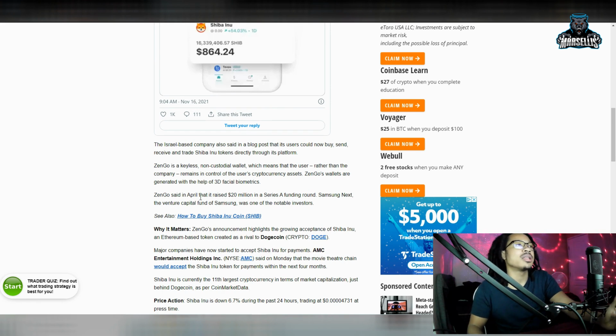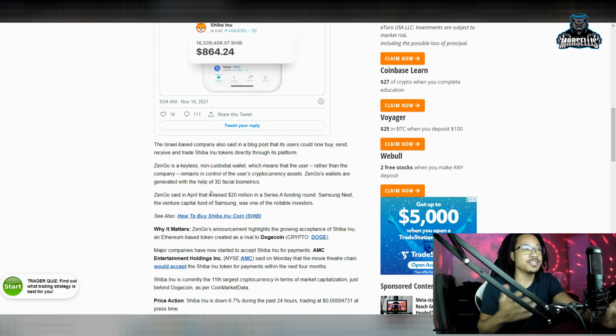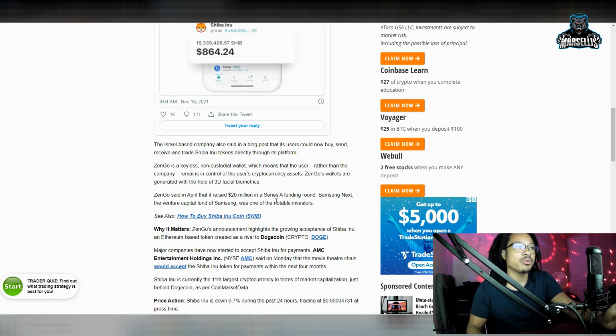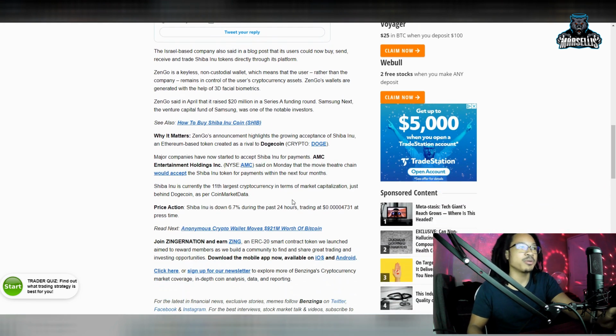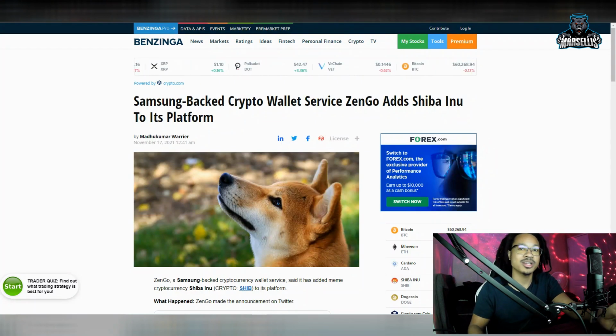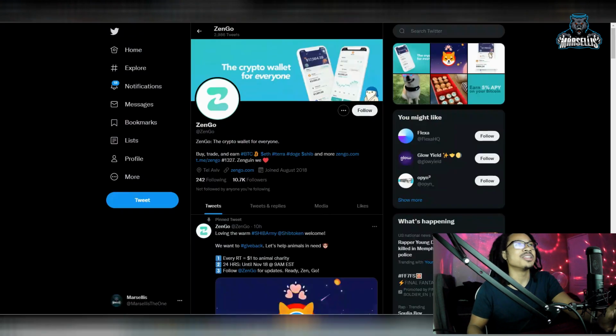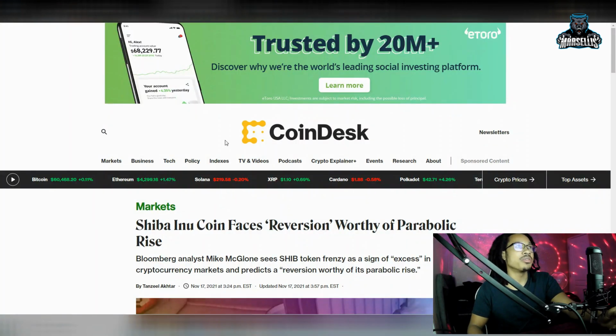Samsung Next, the venture capital arm, was one of the notable investors. So Samsung Next, I don't know what that is, but I still am pretty big with Samsung. Just because I don't know what Samsung Next is doesn't mean nothing. But anyways, let's move on to the next thing here with Shiba Inu.